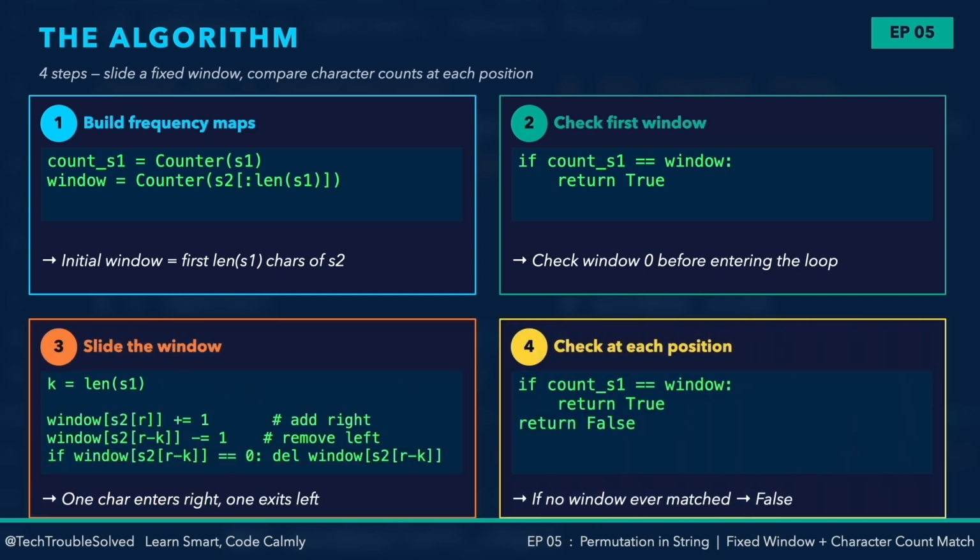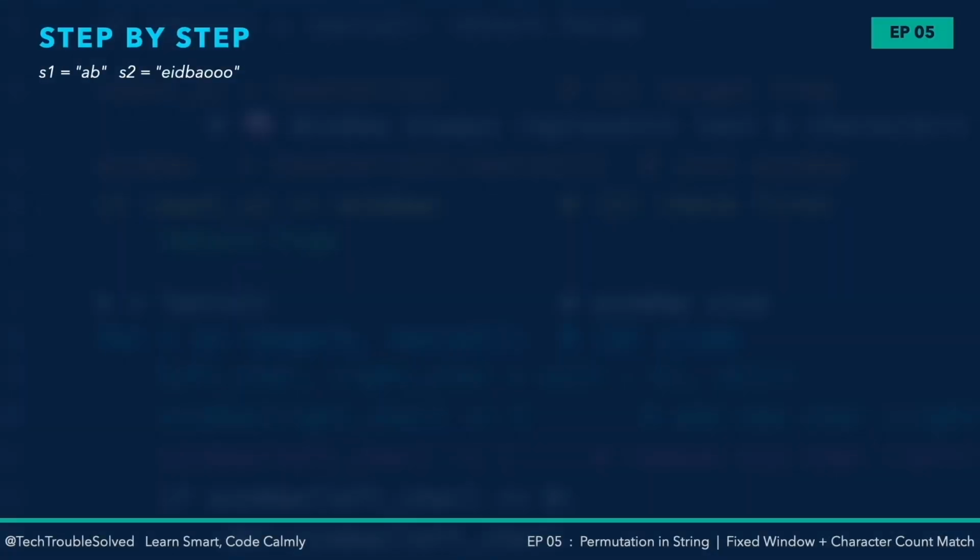Step 4. Check at each position. After every single slide, compare the window counter to the S1 counter. If they match at any point, return true. Finish the whole string with no match, return false. 4 steps. That's the complete algorithm. A fixed window slides from left to right. At every position, we check if the character counts match. That's it. Now I want to prove this actually works.